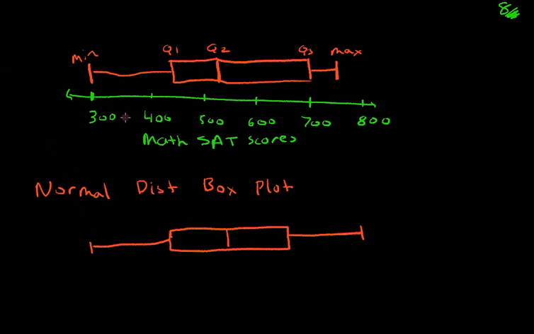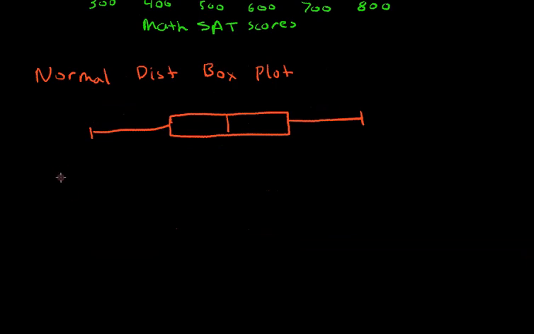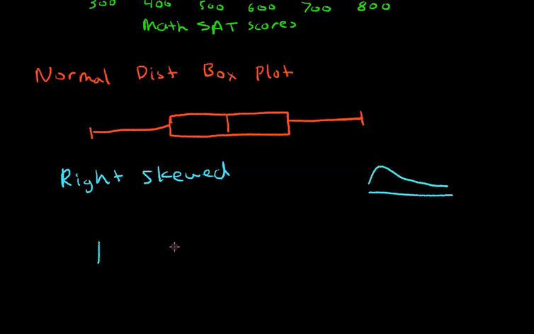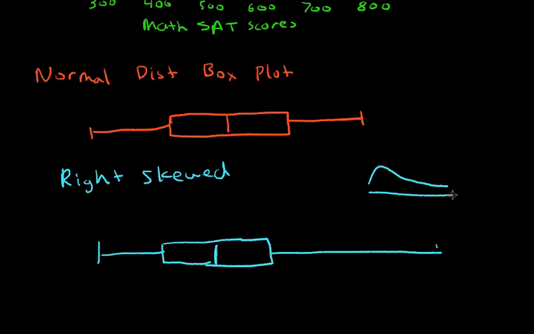All right, what about a skewed distribution? We'll start with right skewed. Remember, right skewed means a long right tail. So most of the data would be over to the right, and then you would have a really long tail out to where the max is. Most of the data is over here to the right, and then you have a really long tail over to where the max is.